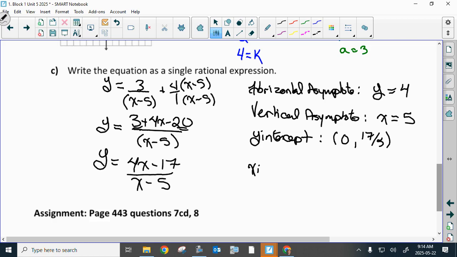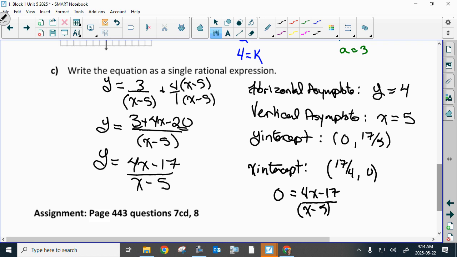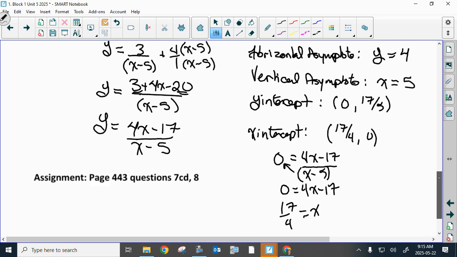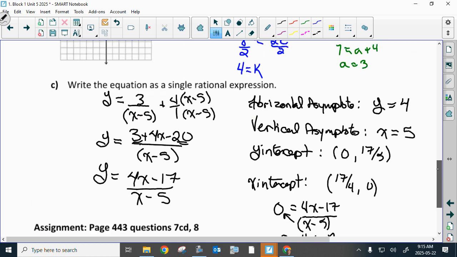And then my x-intercept is going to be 17/4 and 0. If you want to see the math, it's 4x minus 17 all over x minus 5. This becomes 0. And when I solve for x, it's 17/4. Do you guys see it? And it comes from the factor that's on the top. I prefer this polynomial over polynomial to transformation form.